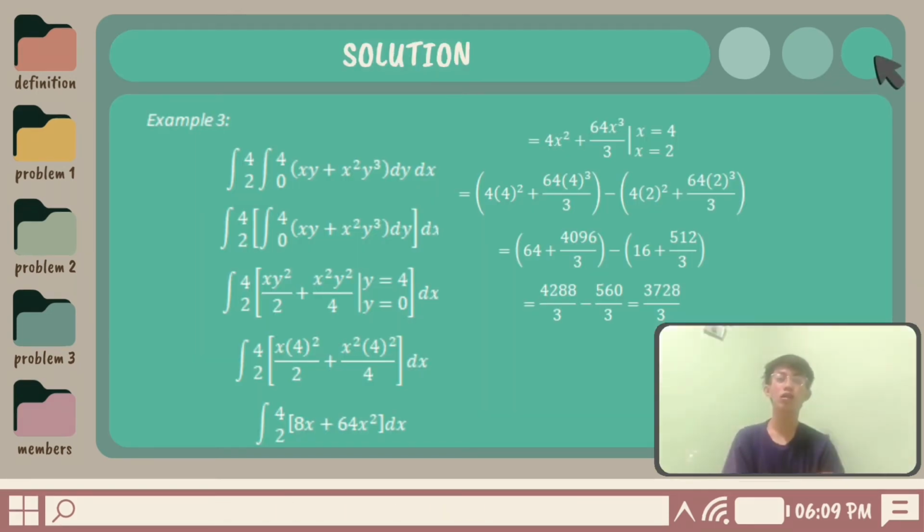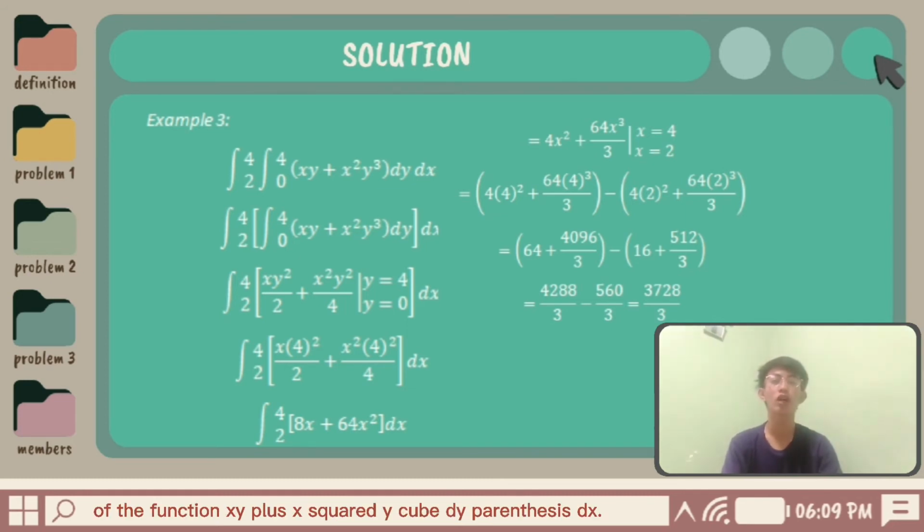The first thing to do is to represent the problem. Letter A, it will be integral 4 and 2 and integral 4 and 0 of the function xy plus x squared y cubed dy dx. Letter B, the next thing to solve is the y value, so we'll have integral 4 and 2 parenthesis integral 4 and 0 of the function xy plus x squared y cubed dy parenthesis dx.